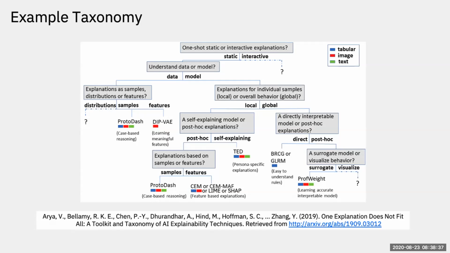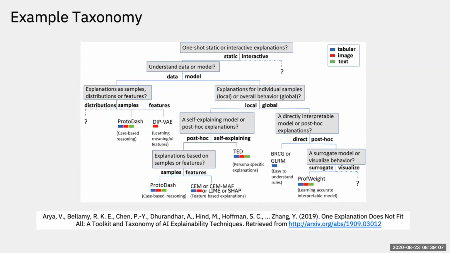And now the question is, are we aiming to understand data or models? If we go with data, then there are different choices that we might have for how the representation will be for the data understanding. Is it based on features, in which case we might want to go with DIP-VAE, which can yield disentangled representations. If we want to go with a sample-based approach, we can go with Proto-Dash, which provides a way to do case-based reasoning.